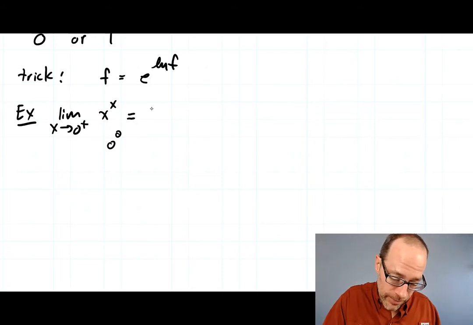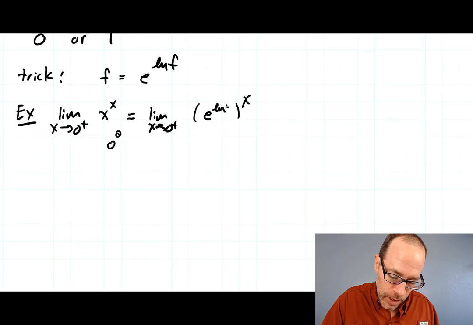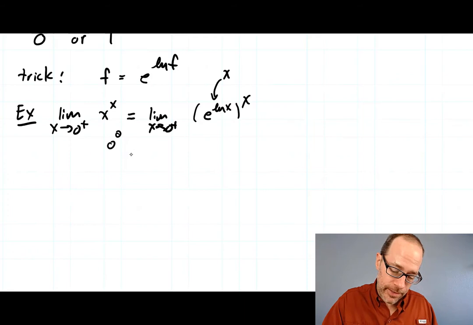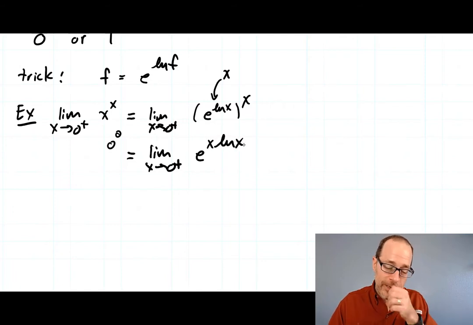Let's try our trick. So it's the limit as x goes to 0. We're going to write this x here as e to the log x. So in parentheses here, that's just x. And then we're going to use our exponential rules to say that's e to the x log x.